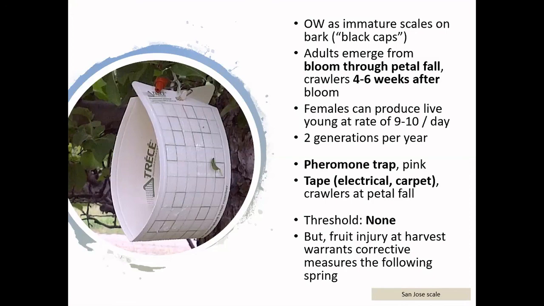So right now there are no thresholds established for San Jose scale. It's really important though to identify fruit injury at harvest, because that will then warrant the need for control in the following year. San Jose scale is a difficult pest to manage because it is so difficult to see, and spread can be relatively slow across a block. However, once it's present in an orchard, it's very difficult to eradicate. So trying to have early control of this pest is really important.